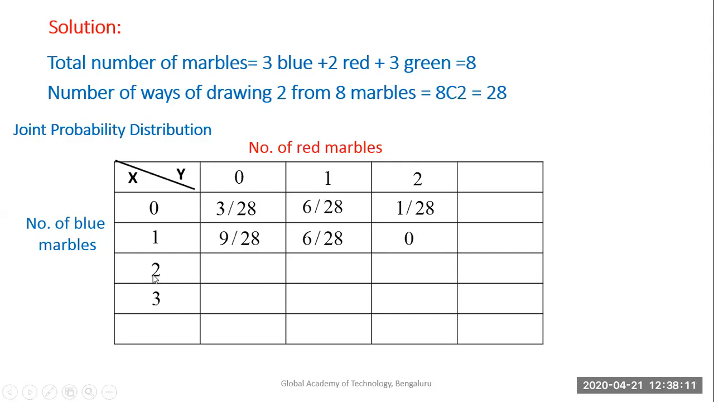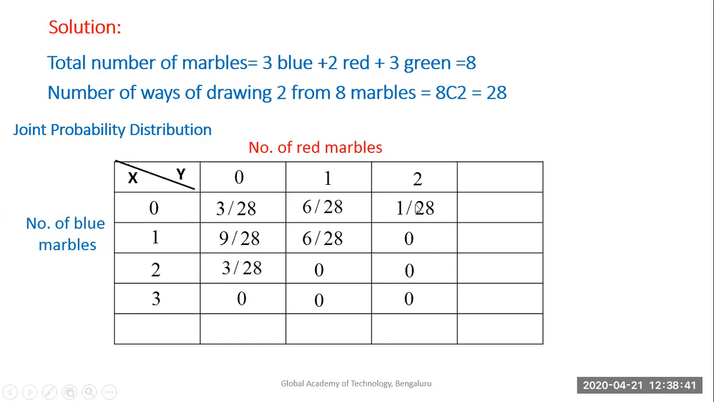Next, x equal to 2 means both blue marbles, no red marble. So both blue from 3 blue, that is 3C2 divided by 28, comes as 3 by 28. So this is 2 blue and 1 red. Again, it becomes 3 marbles, which is not possible. This is also not possible. Similarly, all these probabilities are not possible. All these are impossible events. So this is the joint probability distribution.